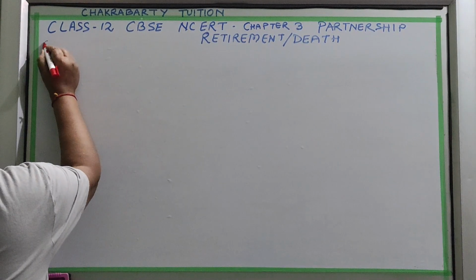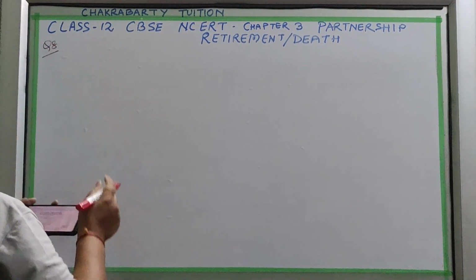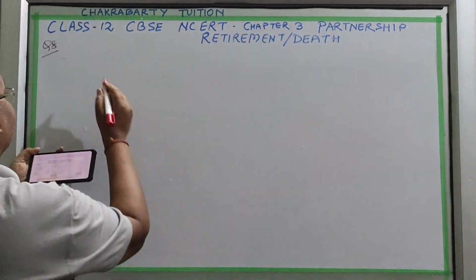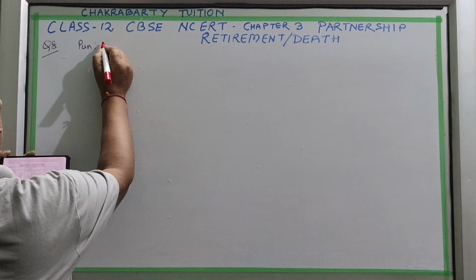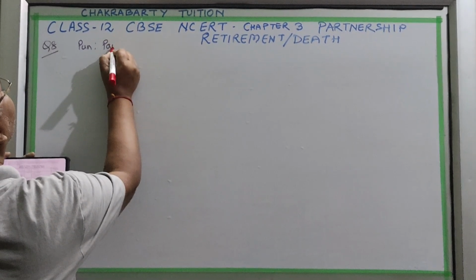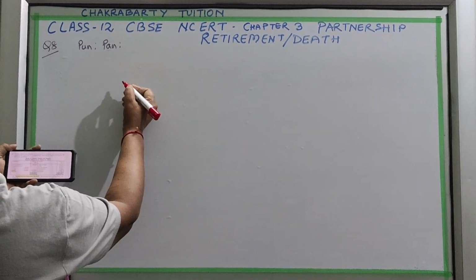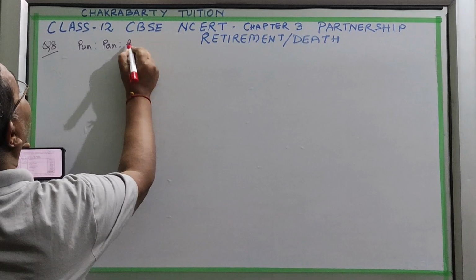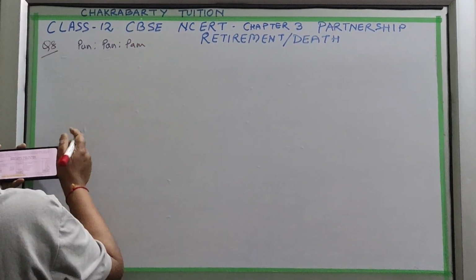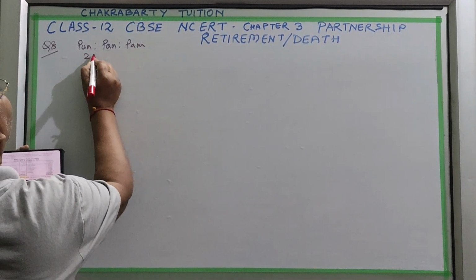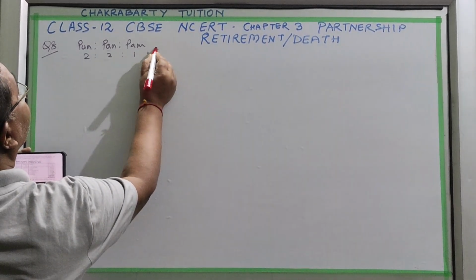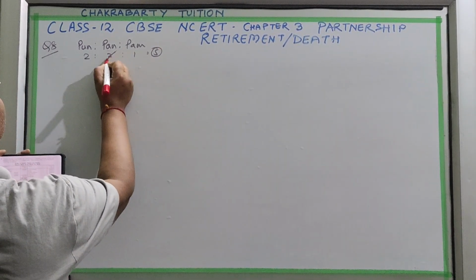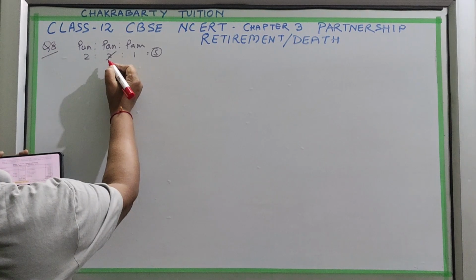Question number 8. Here 3 partners are there: Puneet, Pankaj and Pammi. Their profit sharing ratio is 2:1. Fine. And who is retiring?